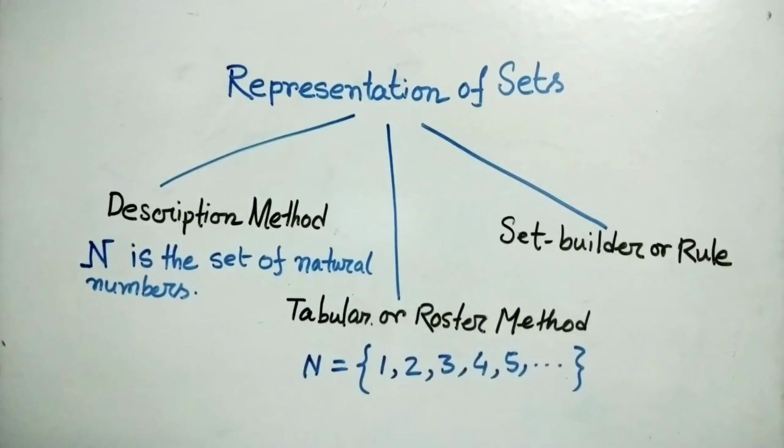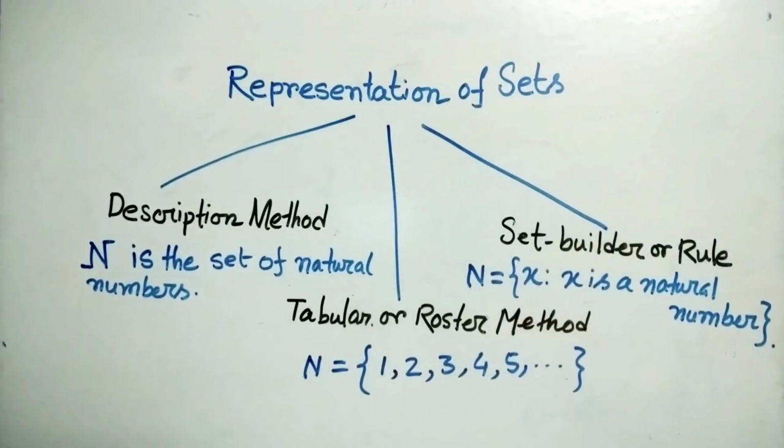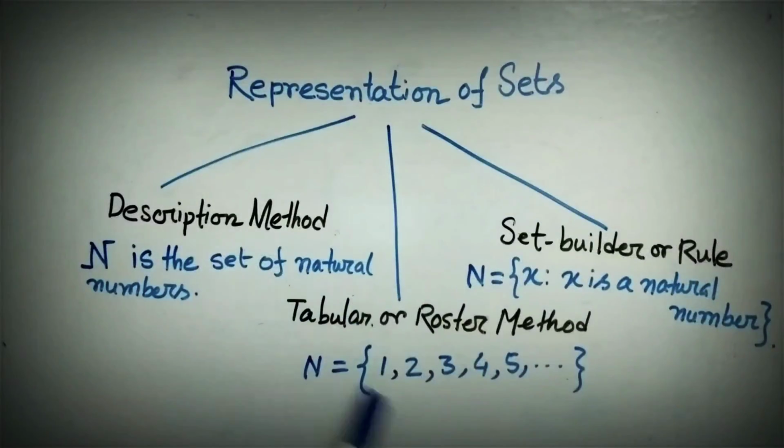But in tabular or roster method, we will express it in this way that N is equal to {1, 2, 3, 4, 5 and so on}. And it will be represented in a curly bracket. So that is what the roster method is. But in set builder method, we will write N is equal to {x such that x is a natural number}. This sign is called "such that". That means whatever number the x is, it will be a natural number. So all the three methods are just showing a single set, that is set of natural numbers, and these are the different ways of representation.